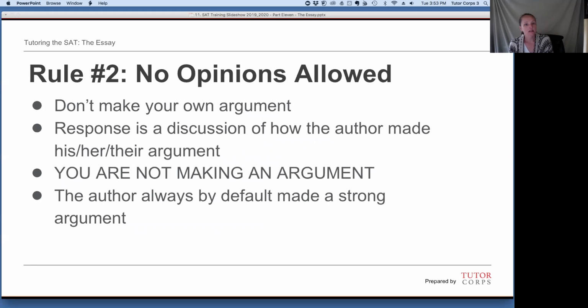The second rule is that the student will not be making an argument. Rather, the student will be discussing how the author made an argument. Therefore, the student shouldn't ever feel the need to insert an opinion into the essay, other than to say that the author did a good job. The author always, by default, made a good argument, and the student is only writing about how.